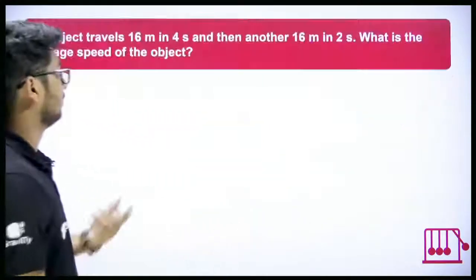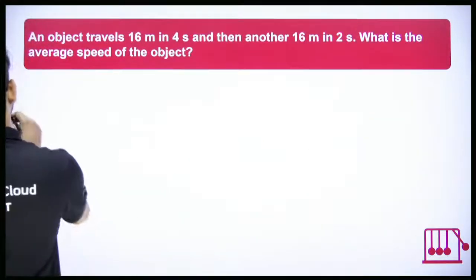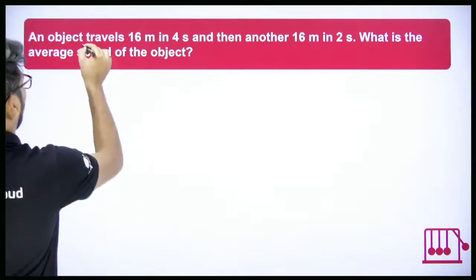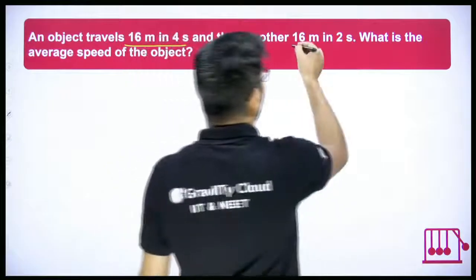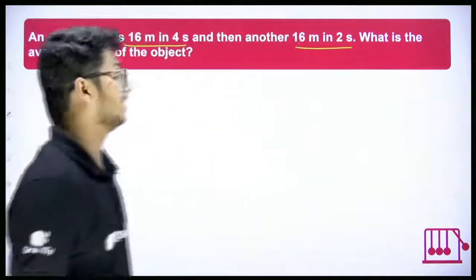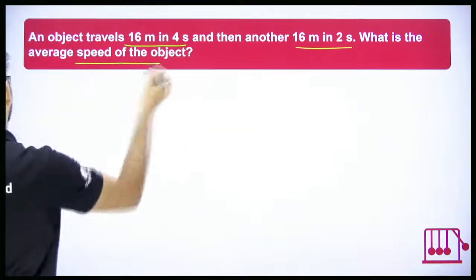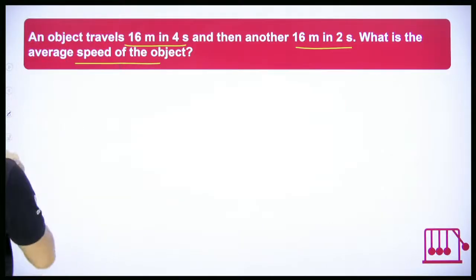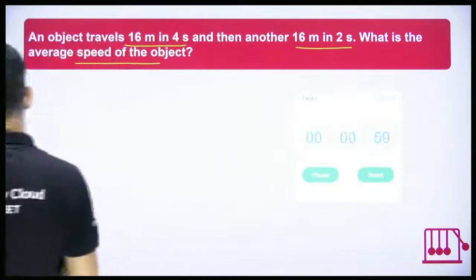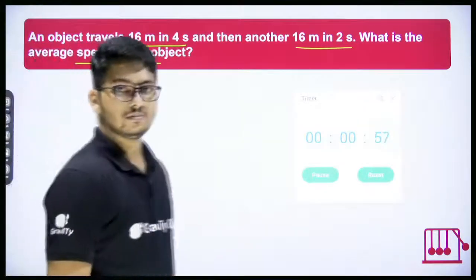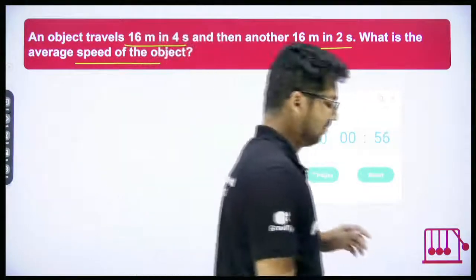Good? Okay. Let's go into another question here. Very simple question. An object travels 16 meter in 4 seconds and another 16 meter in 2 seconds. What is the average speed of the object? I'll give you 1 minute of time. Please solve it. Everyone, please solve it.